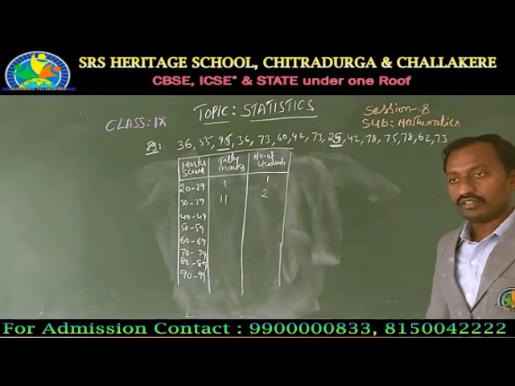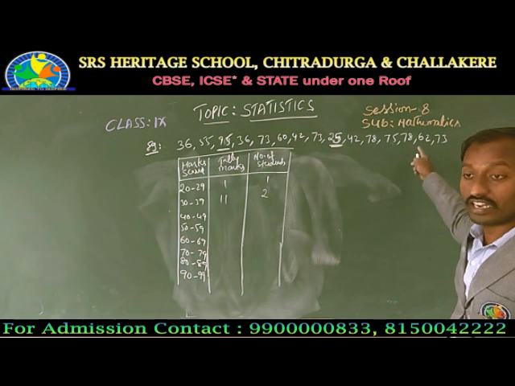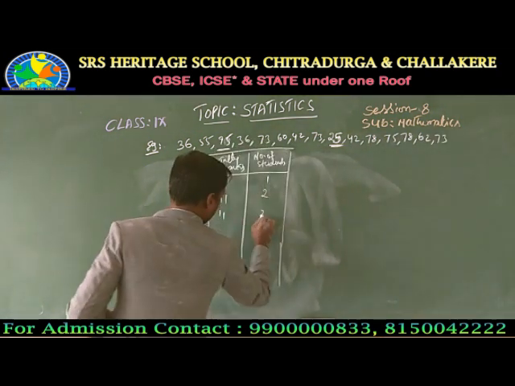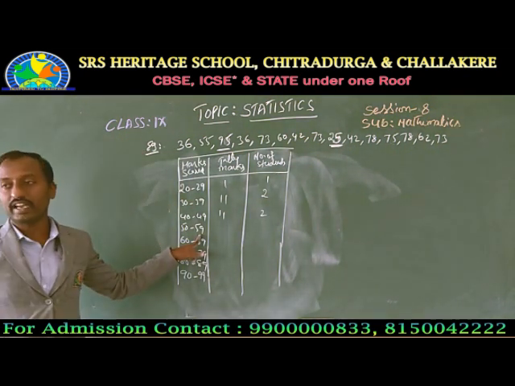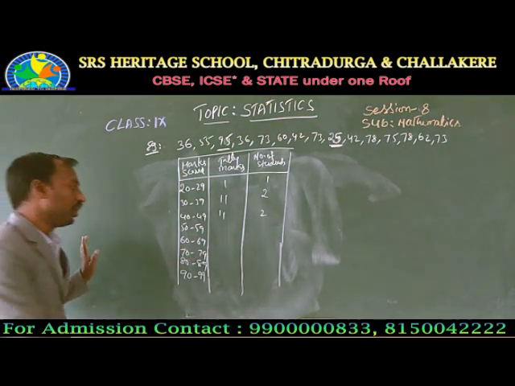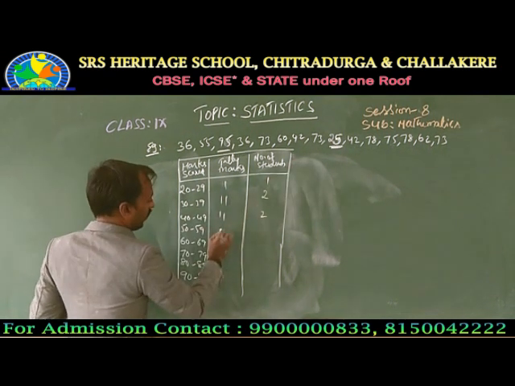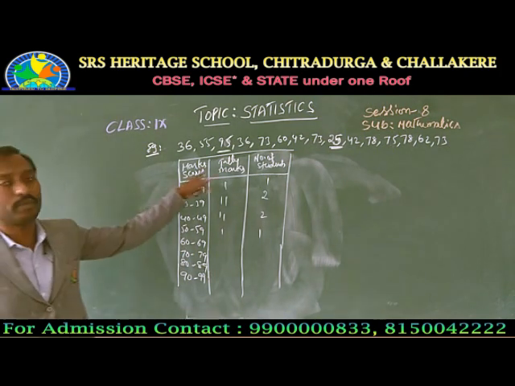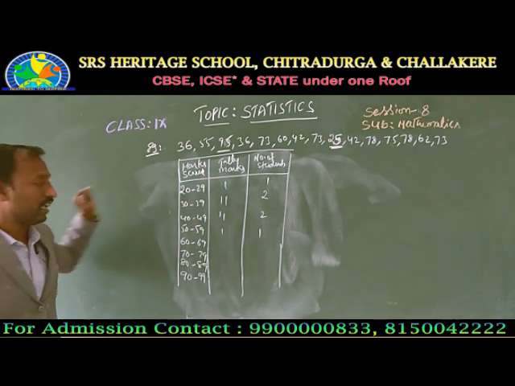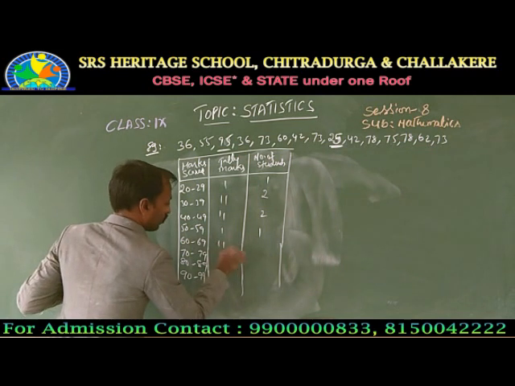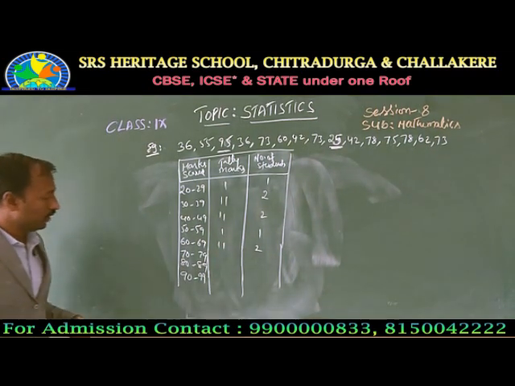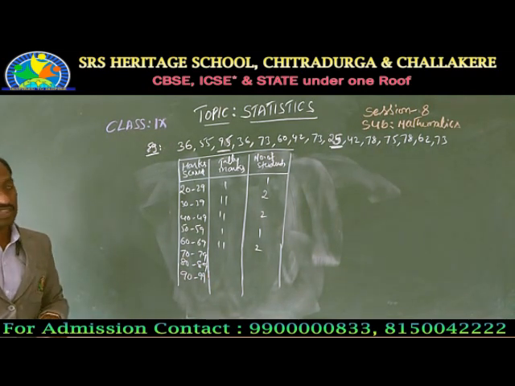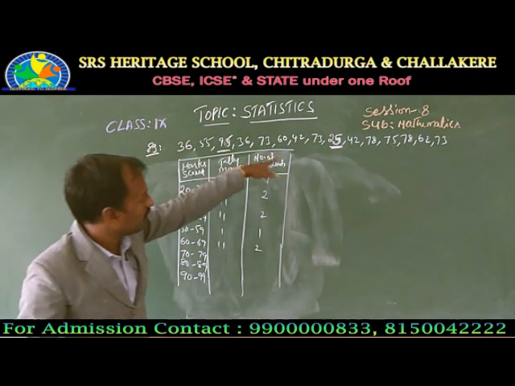40 to 49, how many students are there? Just count and tell me. There are also 2, so 2 tally marks, number is 2. 50 to 59, how many students? Only one student. Frequency is 1. Similarly, 60 to 69, how many students? Count and tell me. There are 2 students, 60 and 62. Next, 70 to 79, how many students are there? Count it.